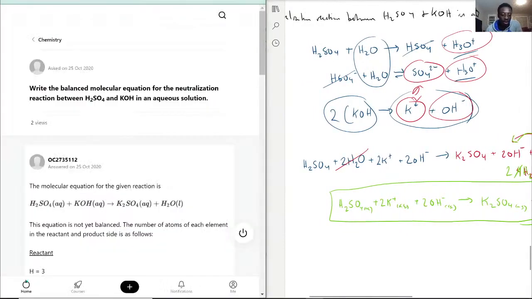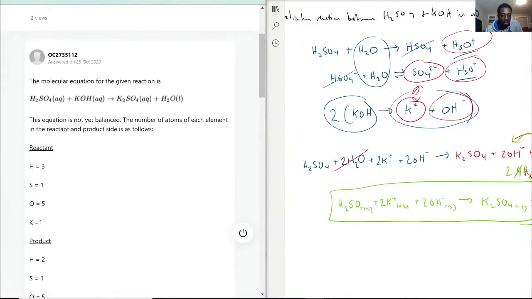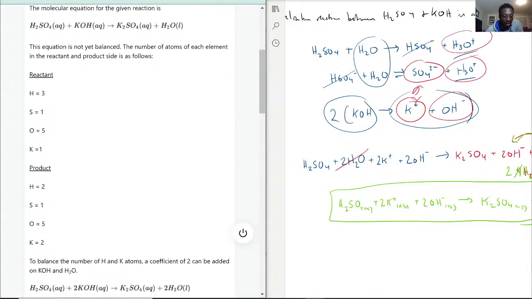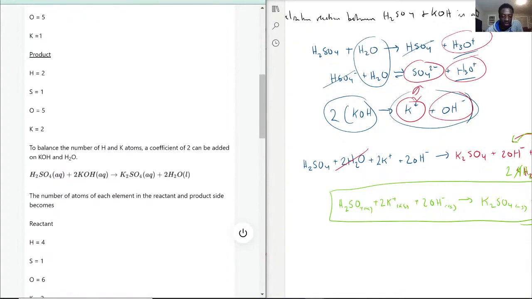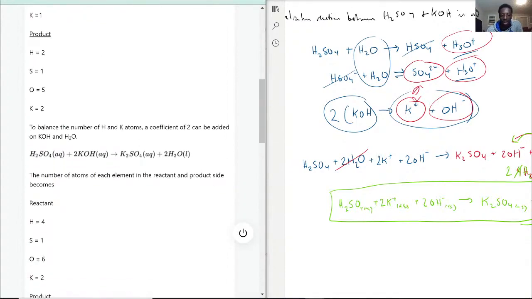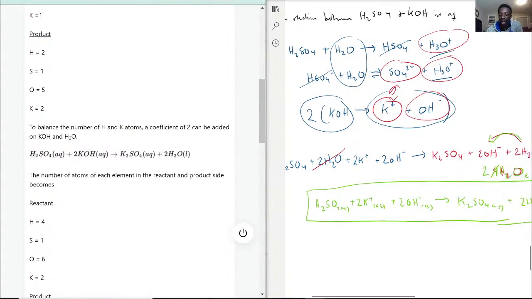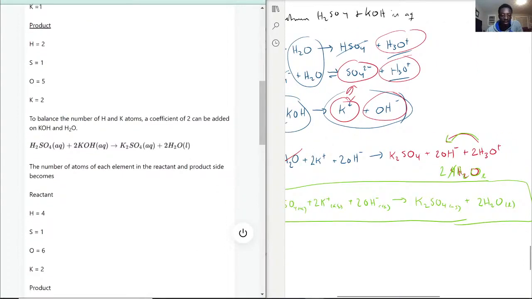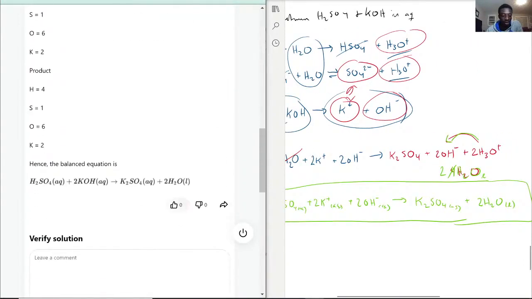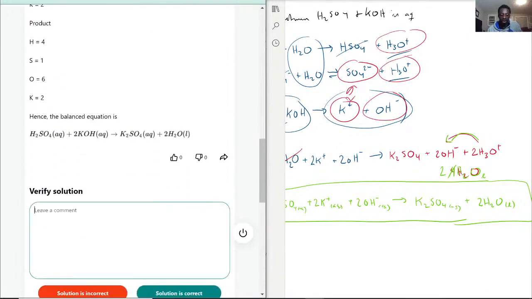And let's see how we did. This is the first, just writing everything out, and this would not be balanced quite yet. So now after they balance it, they have 2K and 2 OH, and then they got the K2SO4 plus 2H2O liquid. Perfect. So this is going to be the balanced equation, and this is correct.